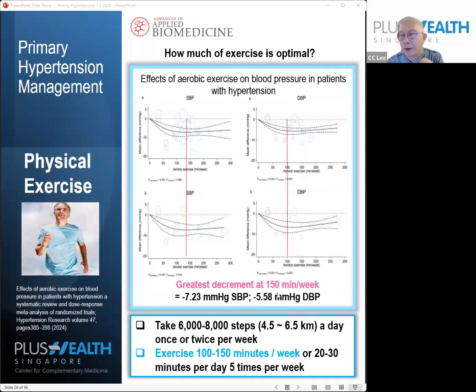Your best optimal exercise is around 150 minutes per week. So if you can exercise 100 to 150 minutes every week, you are able to help reduce your blood pressure. In fact, this is one of the most effective ways of reducing blood pressure for people who are suffering from primary hypertension. So remember, you don't have to exercise a lot. You just have to hit this target. This will be a good optimal point for you.